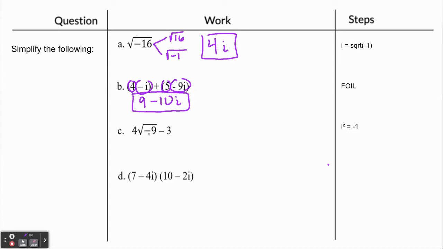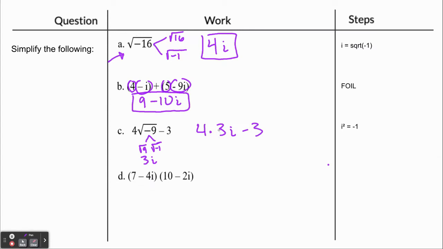Now we get a little bit more difficult here when we have 4 times the square root of negative 9. Again, I'm going to do the same thing that I did with this square root of negative 9. I'm going to break it up into the square root of 9 and the square root of negative 1. So what this really is, is 3i. So if I were to rewrite this, it's like saying 4 times 3i minus 3.